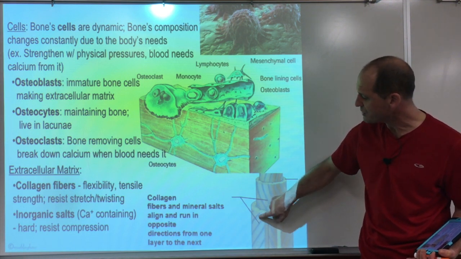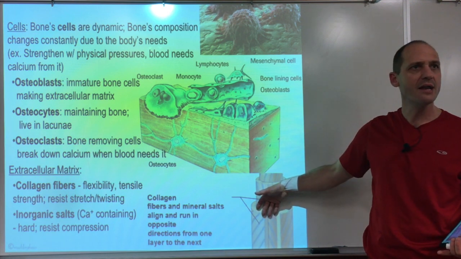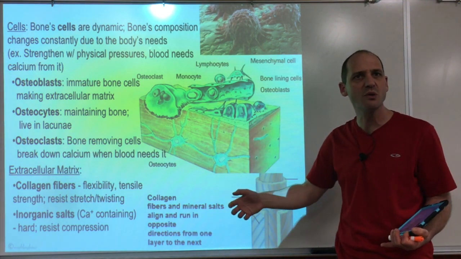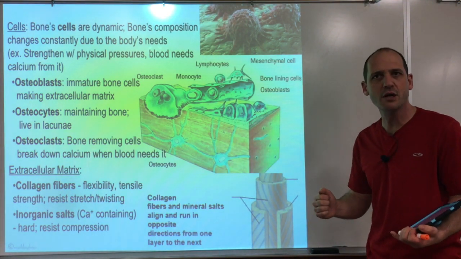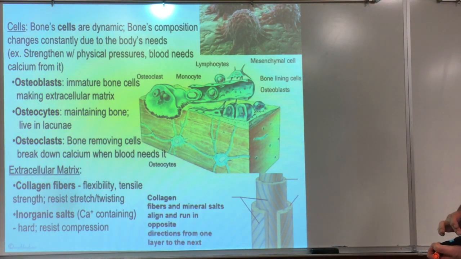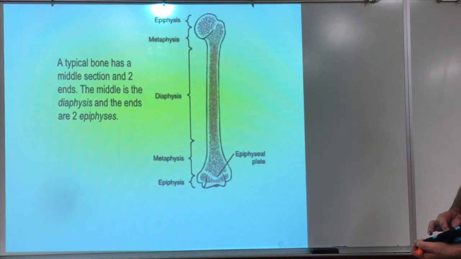And the collagen fibers arrange themselves in different directions depending on which layer you are. And that gives the bone this flexibility. So it can be a little flexible, but it's very strong, like a brick. So it's a flexible brick, dynamic brick. So that's cool. All right, complicated.